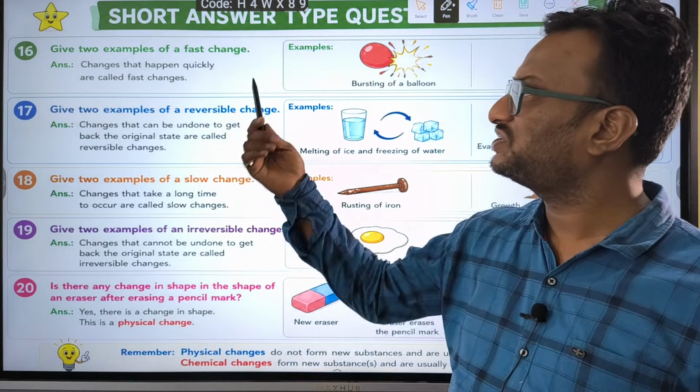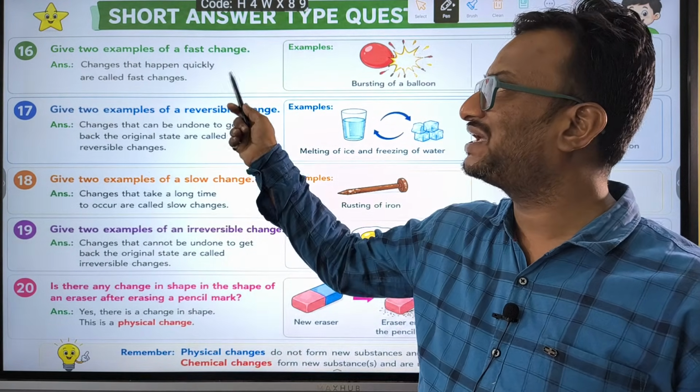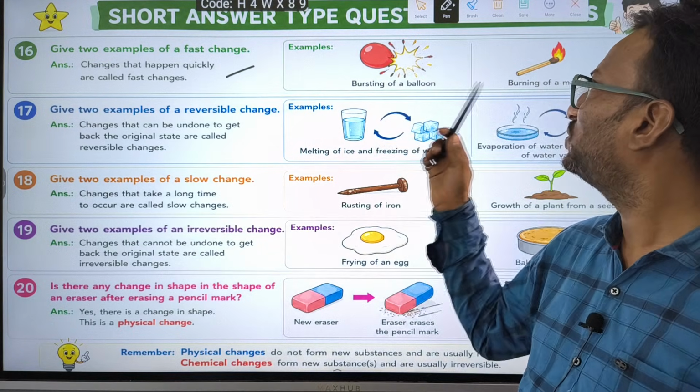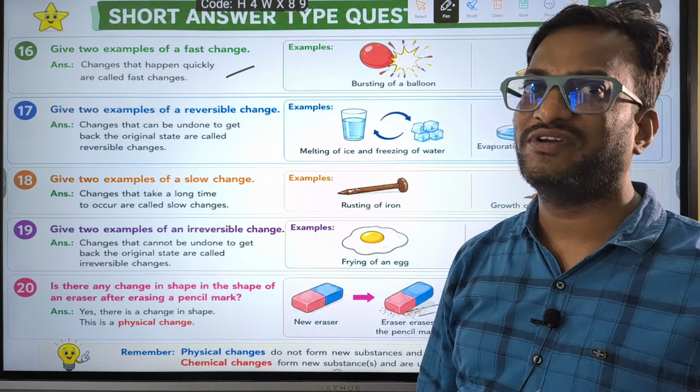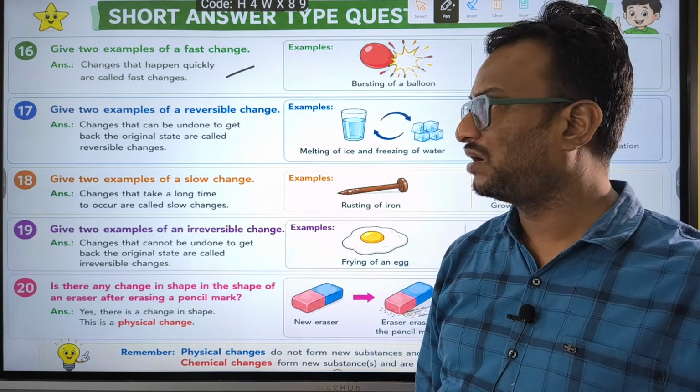Give two examples of fast changes. Changes that happen quickly are called fast changes. Bursting of a balloon, bursting of a matchstick, bursting of a cracker, bursting of a cycle tube or bicycle tube, whatever it may be.